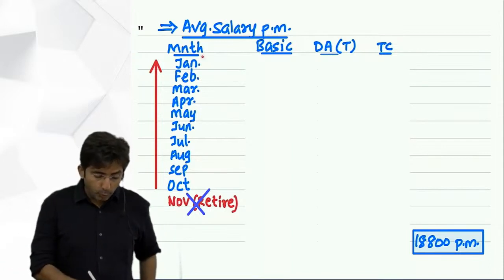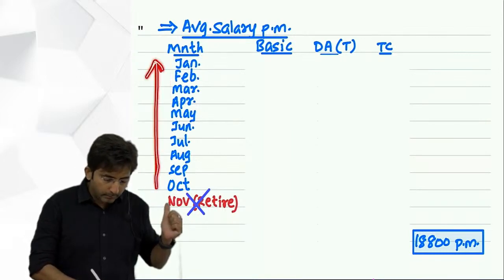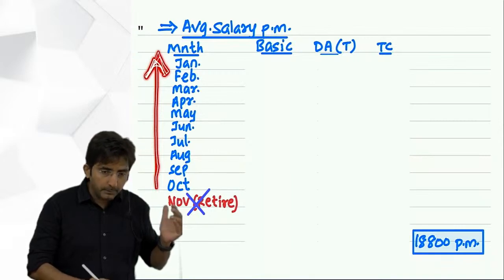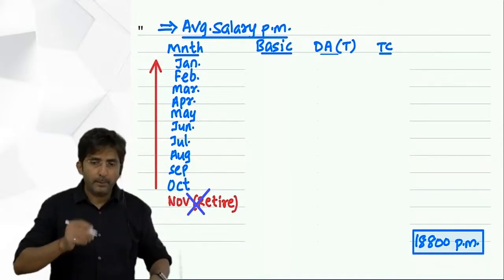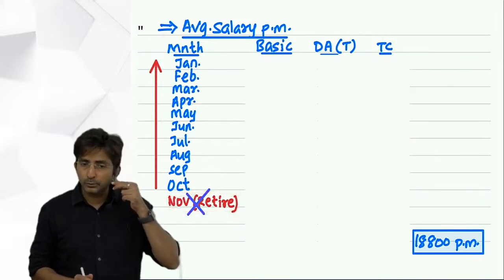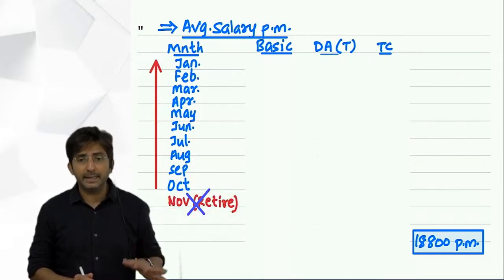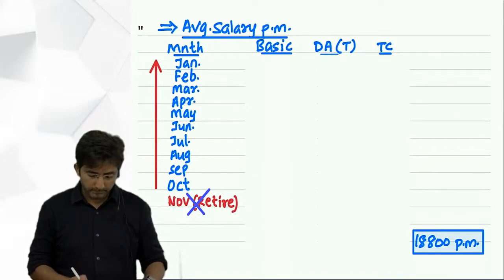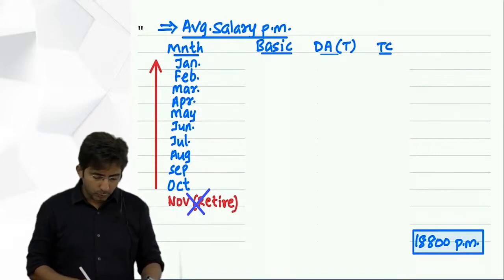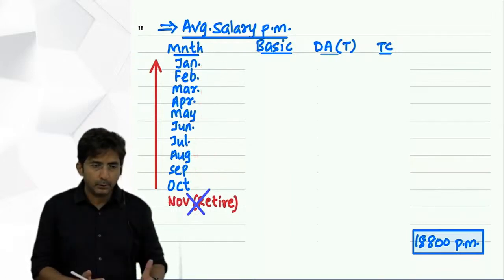Don't copy, you should know how to do. To explain the trick, I have drawn an arrow here. This arrow is going upward, means I am going in reverse from down to up. So, in my 11th line, I have written November and then I have cancelled it also. Because that is the month of retirement, we have to ignore it. Because law says preceding 10 months. So write in reverse: October, September, August, July, June, May, April, March, Feb, Jan. And when you reach Jan, automatically your lines will get over.